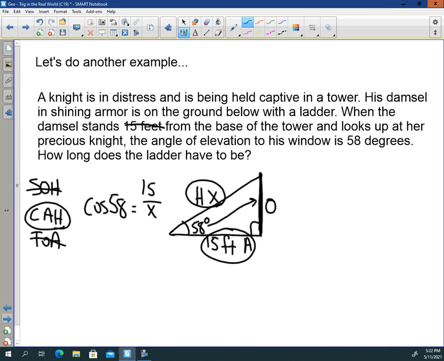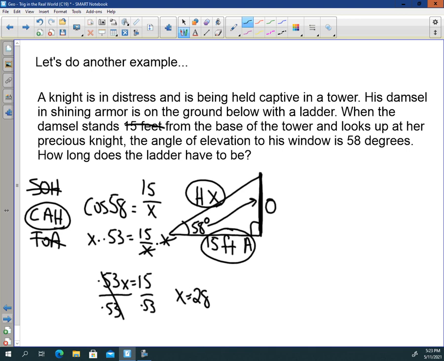Cos of 58 is just some button pushing. 58 cos gives 0.5299, let's say 0.53. So 0.53 equals 15 over x. Multiplying both sides by x clears this denominator, and we have 0.53x equals 15. Then we'll divide both sides by 0.53. And we get that the ladder should be 15 divided by 0.53, which is 28.3 feet.